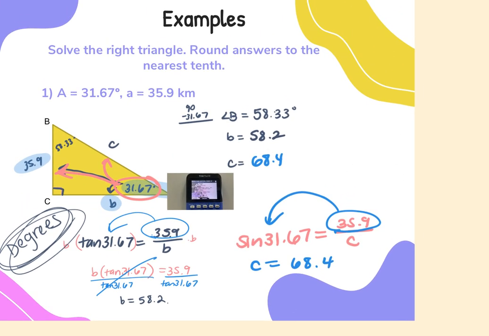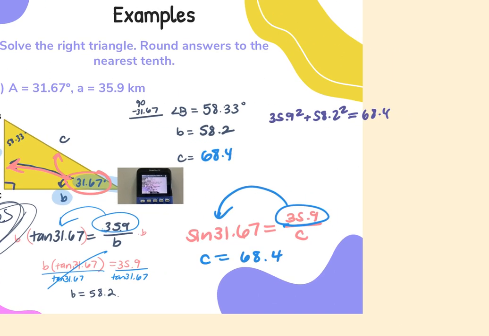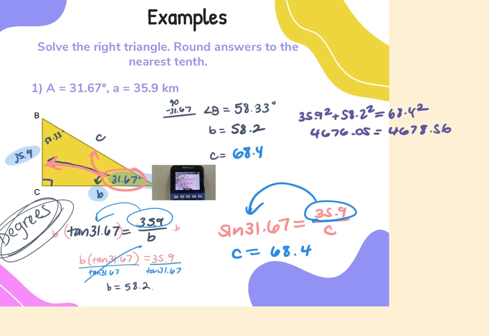Now, if I had extra time, I would check those using the Pythagorean theorem. I would see if 35.9 squared plus 58.2 squared equals 68.4 squared. And it's not going to be exact because we rounded it, but it should be pretty close. This gives me 4676.05. And this gives me 4678.56. It's never going to be equal because we rounded it, but it should be close.